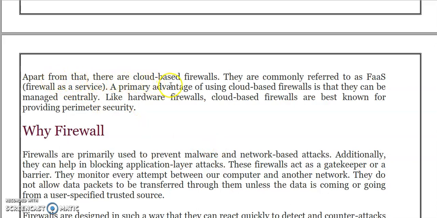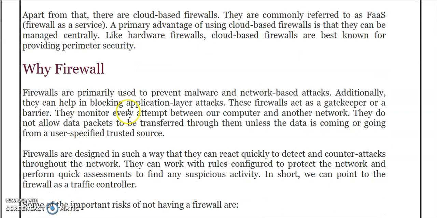Apart from that, there are cloud-based firewalls, commonly referred to as FWaaS, firewall as a service. It is a cloud service provided to us by a service provider. A primary advantage of using cloud-based firewalls is that they can be managed centrally. Like hardware firewalls, cloud-based firewalls are best known for providing perimeter security. It is provided by the companies we work for, or by paid servers, to keep infected data from reaching our computer as a client.